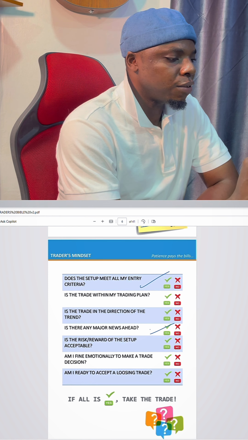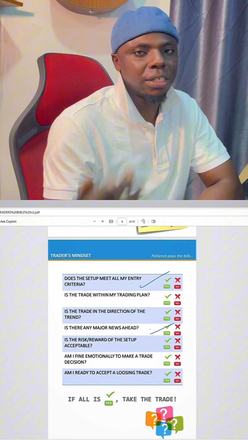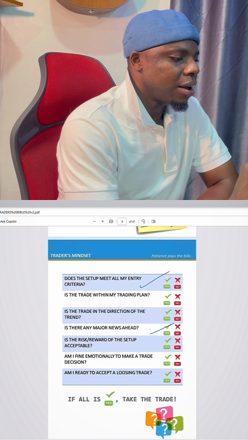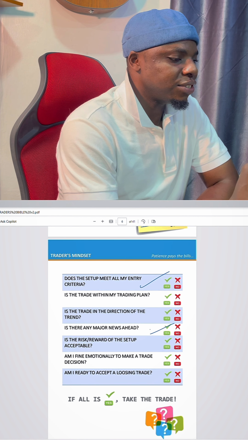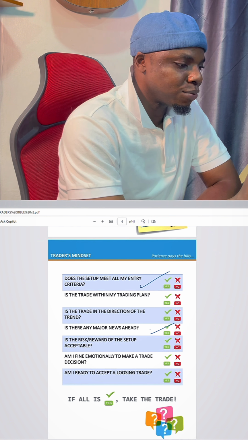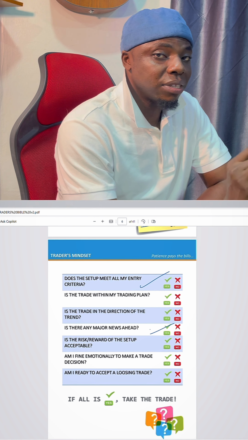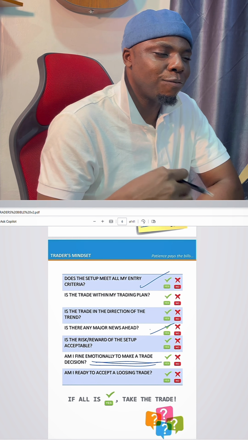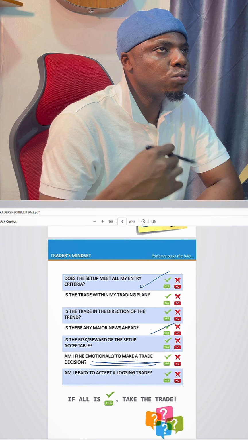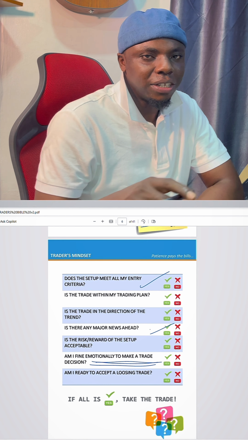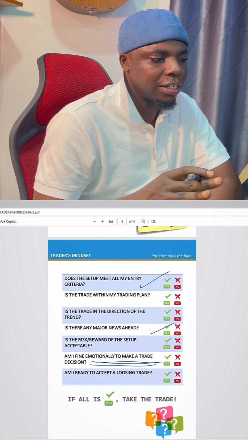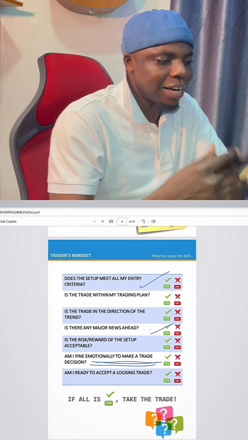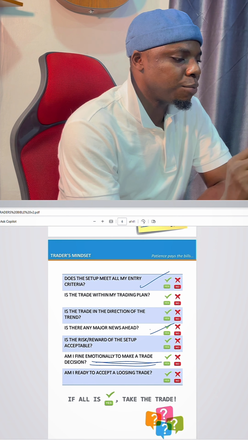Is the risk reward of the setup acceptable? Is it worth it? What's your risk reward? That will determine if it's acceptable. Am I fine emotionally to make a trade decision? This particular point here is so important that you must learn to reflect. You must learn to know how you feel when you are taking a trade. There are some trades you will take and you will feel you have this peace. But by the time we go through this material, you get to understand that much more.